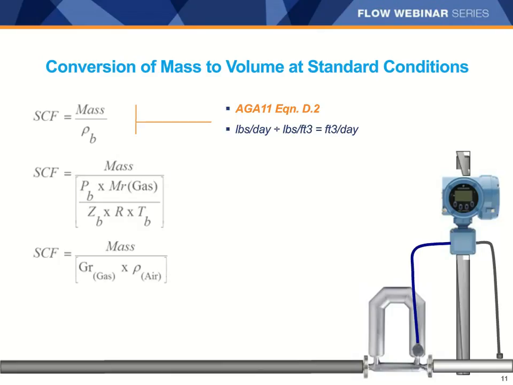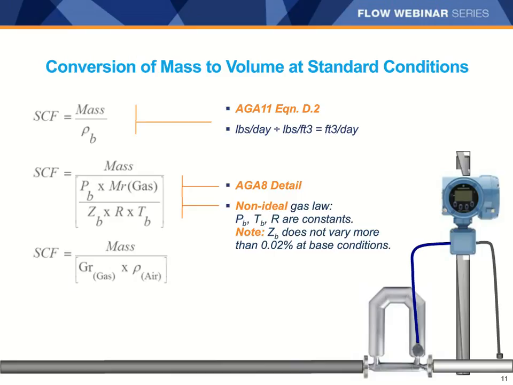To see this relationship in some example units, you can find the equation shown here where you divide the mass flow rate in pounds per day by base density in pounds per cubic feet, and you're left with cubic feet per day, units of standard volume flow rate. The second equation shows the relationship in terms of the non-ideal gas law as described in AGA 8. And the third equation shows the relationship in terms of specific gravity.